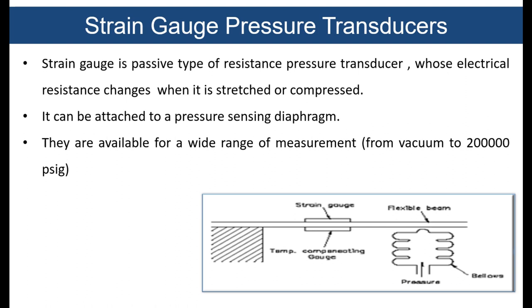2 lakh psig. Basically, the working mechanism of the strain gauge deals with stress and strain compression. When we add strain on the gauge, there is a spring-like mechanism. As we are seeing in this block diagram, we have the strain gauge, compensating gauge, flexible beam, pressure, bellow range. So whenever we apply pressure, there is a change in the strain of the gauge, and as per the change in the strain, the resistance changes, and as per the change in that resistance, the electrical component changes, and we measure that change in electrical component and get the exact pressure reading.